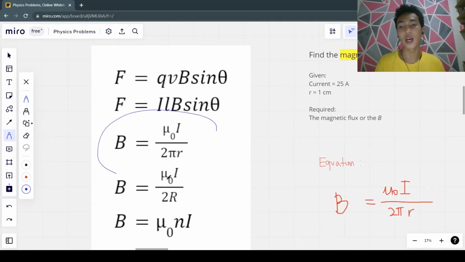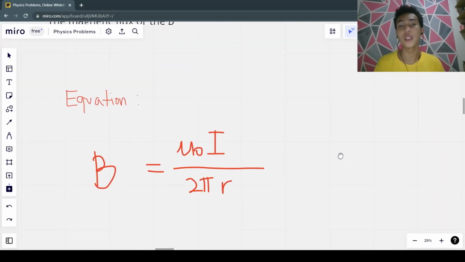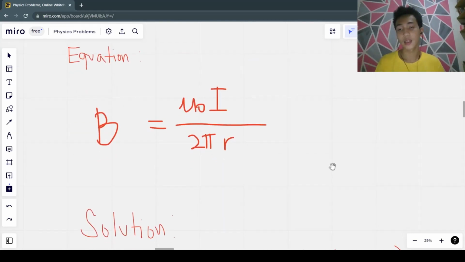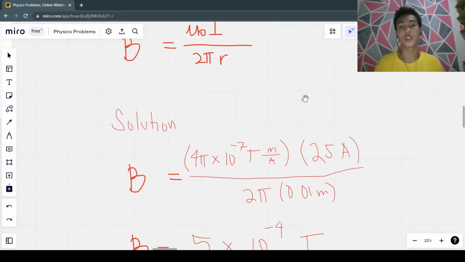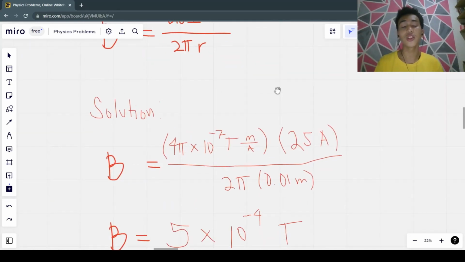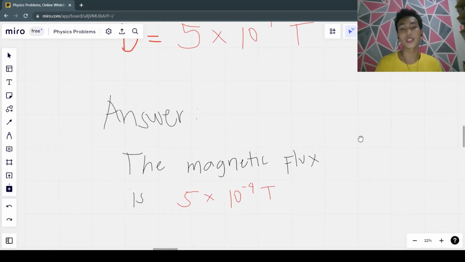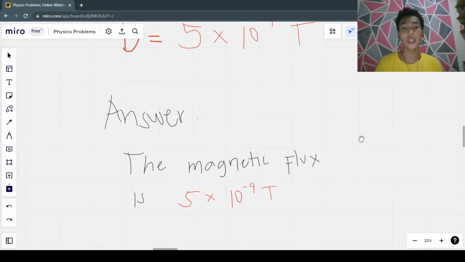We have here our sheet of formulas. We're going to use the third equation. Our equation is B equals the permeability of free space times the current, all over 2 pi times R. For the solution, we simply substitute the values: B equals 4 pi times 10 raised to negative 7 Tesla meter per ampere times 25 amperes, all over 2 pi times 0.01 meter. So B is equal to 5 times 10 raised to negative 4 Tesla. The answer is the magnetic flux density is 5 times 10 raised to negative 4 Tesla.